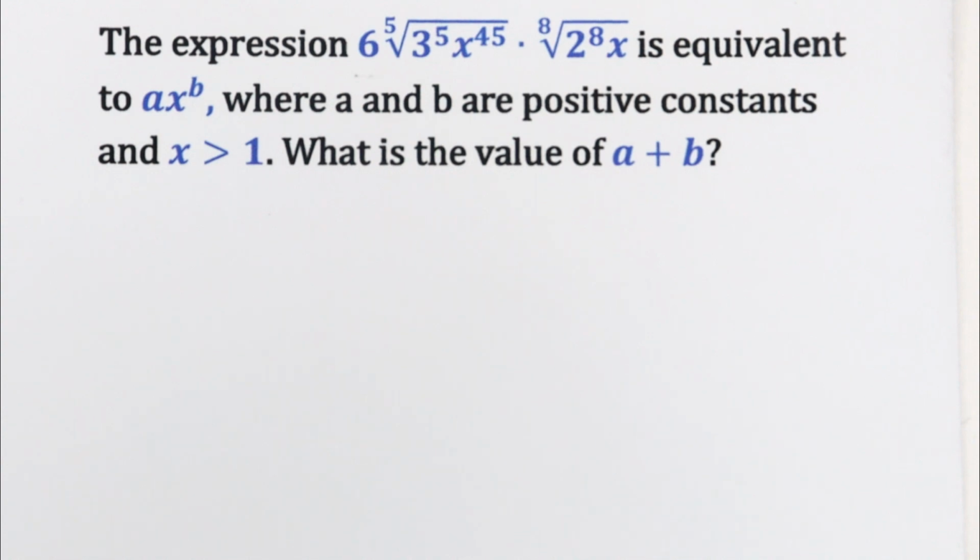Let us look at this interesting equation. The expression 6 times the fifth root of 3 to the power 5 x to the power 45 times the 8th root of 2 to the power 8 times x is equivalent to ax raised to the power b, where a and b are positive constants and x is greater than 1. What is the value of a plus b?